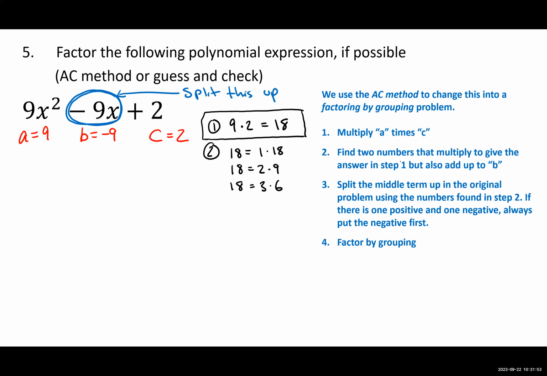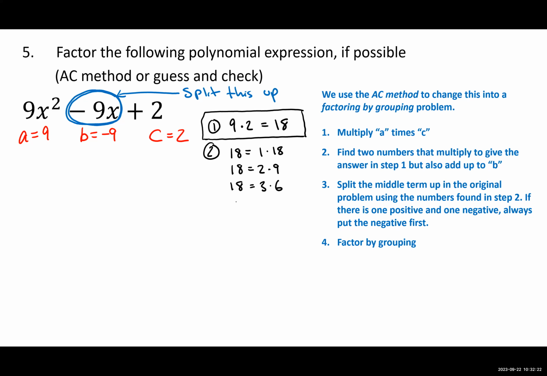So we want to find 2 numbers. I'm still on step 2. Find 2 numbers that multiply to give the answer in step 1, which is 18, but also add up to B. I have B in quotations. The B is from the original problem. B is negative 9. So these 2 numbers have to add up to negative 9. None of these add up to negative 9. 1 plus 18 is 19. 2 plus 9 is 11. 3 plus 6 is 9.